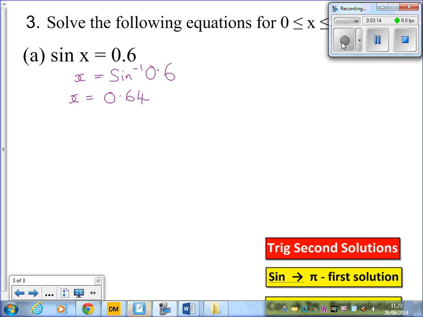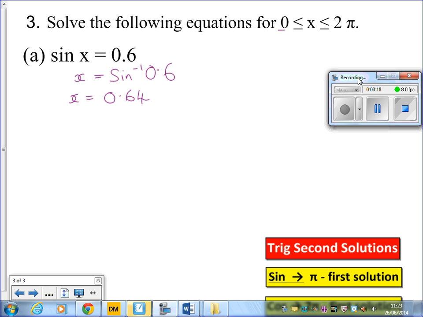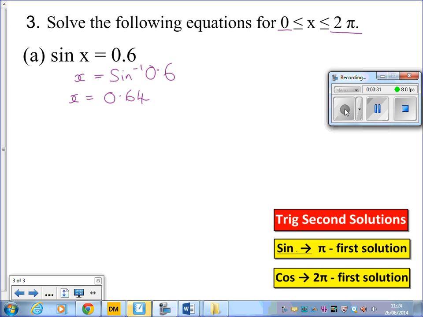But what I actually want to find is the solutions between 0 and 2 pi. So I need to find my second solution. In order to do this, if you use the help sheet on the front of your review sheets, you see that the second solution for sine is found by doing pi take away the first solution. So using sine, pi take away the first solution, putting that into my calculator, I get a second value of 2.5.